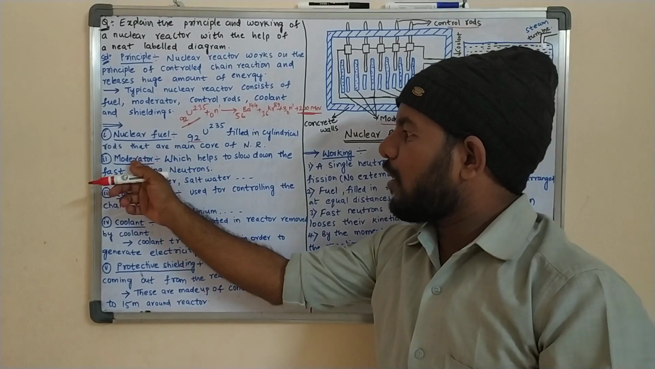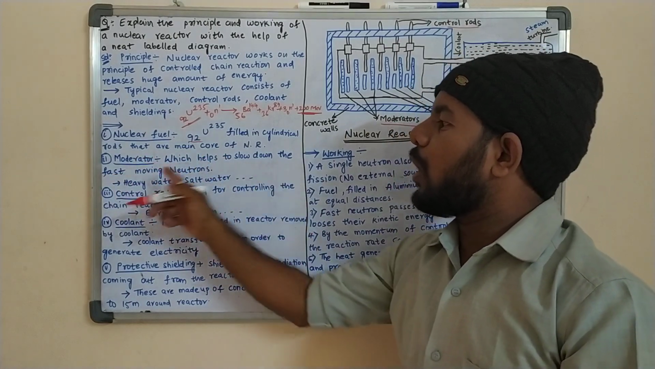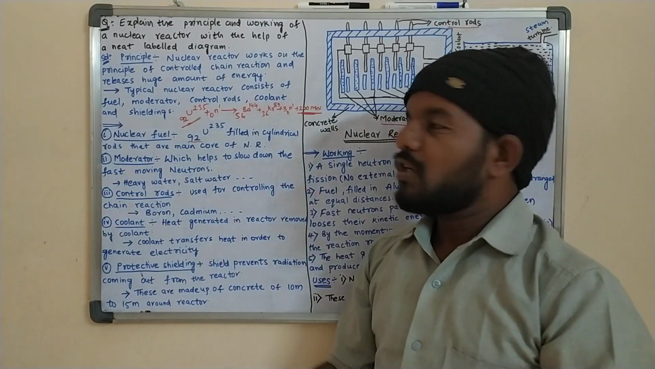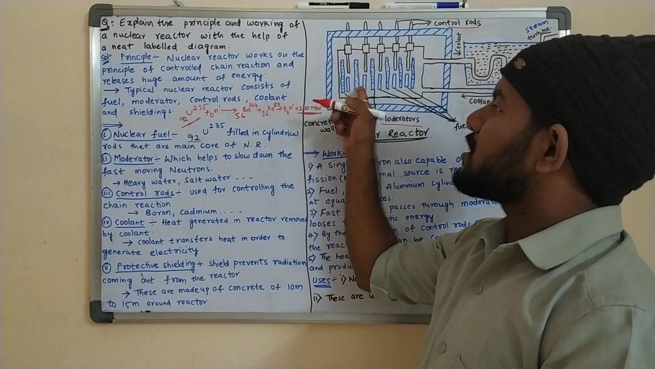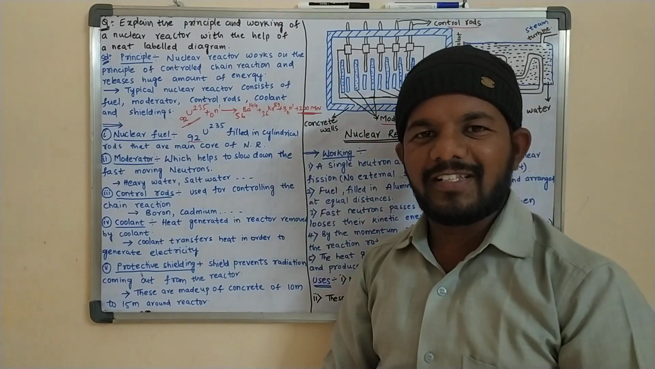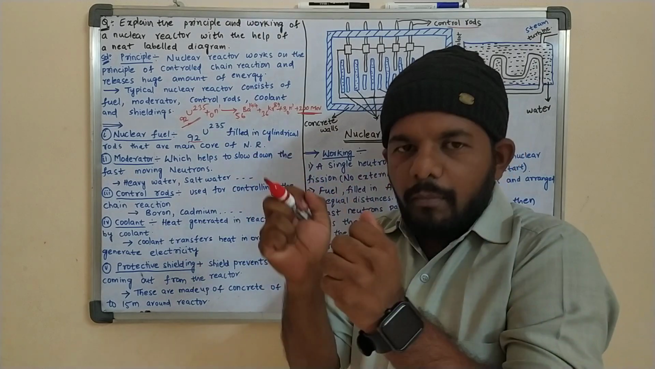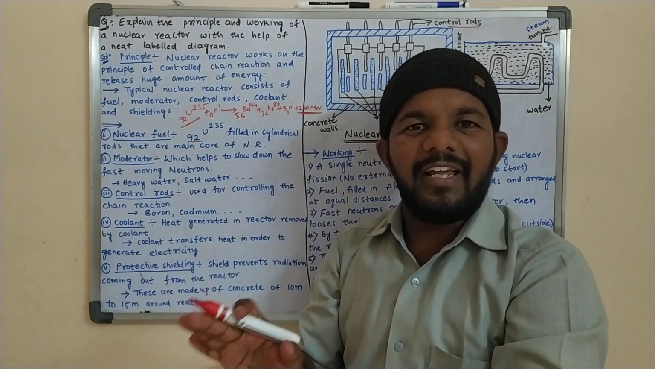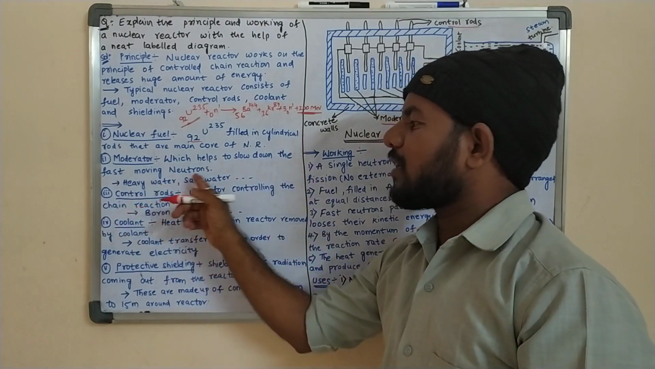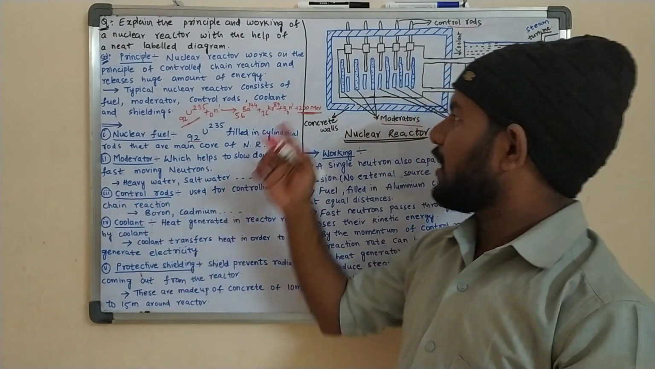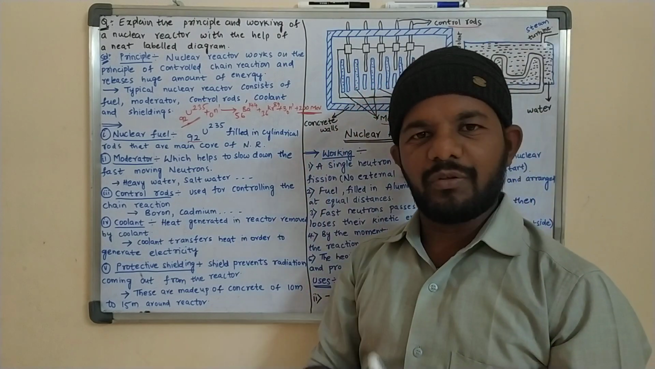Okay, and moderators help to slow down the fast moving neutrons. Fast moving neutrons are slowed down by moderators, which stop them so they can be captured by the fuel. Heavy water and salt water are what we use as moderators.